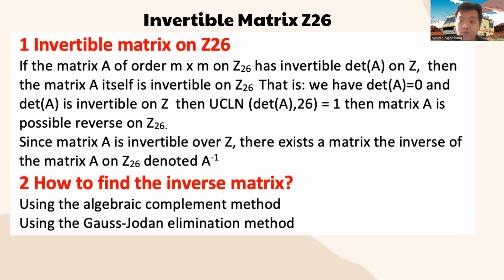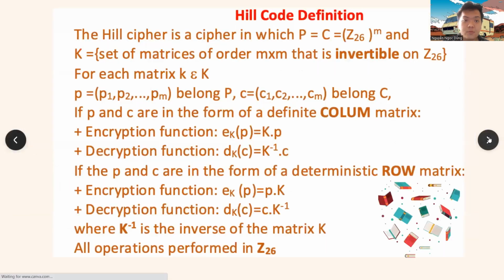But how do we find the inverse matrix? We can use the algebraic complement method or the Gauss-Jordan elimination method. Here is a little bit of the technical definition of the Hill code.